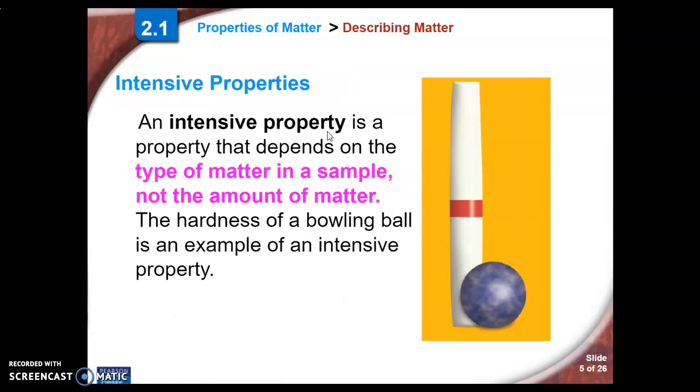Intensive properties come from the originality of matter. For example, the hardness of a bowling ball. It is a property that doesn't depend on the amount. For example, aluminum foil is a shiny metal. If you take 1 kilogram of aluminum foil, it's going to be shiny. Or if you take just one little piece of aluminum foil, it's going to be shiny again. These are intensive properties. They don't depend on the amount of matter.